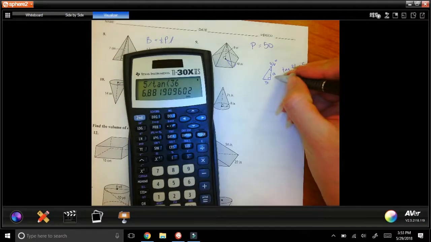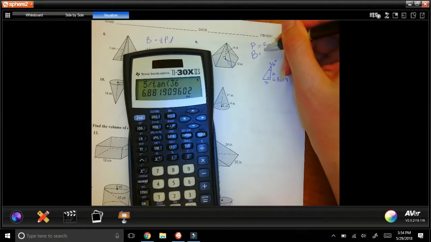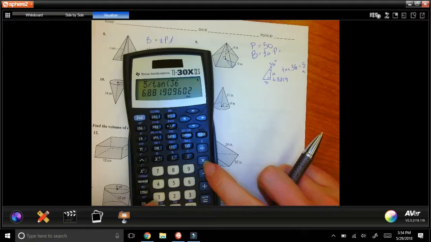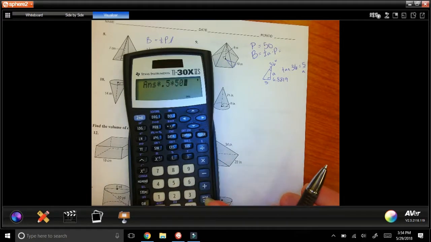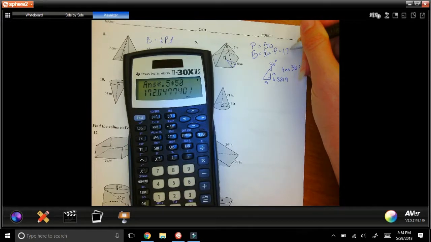The apothem is 6.8819. When I'm finding the area of the base, it's half the apothem times the perimeter. So that's going to be half of the 6.8 number times the perimeter, which was 50. So the area of the base is 172.0477.